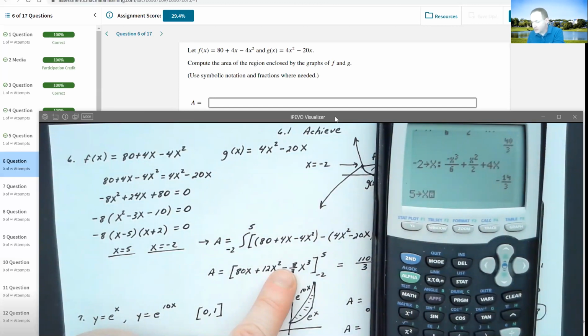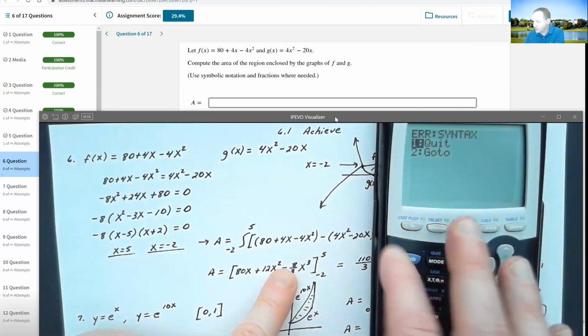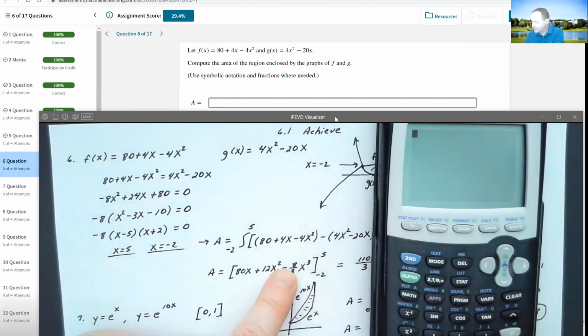Well, if it'll do the colon, there we go. Sorry, my calculator froze, guys. You're like, doesn't look so easy. It is easy, I promise.